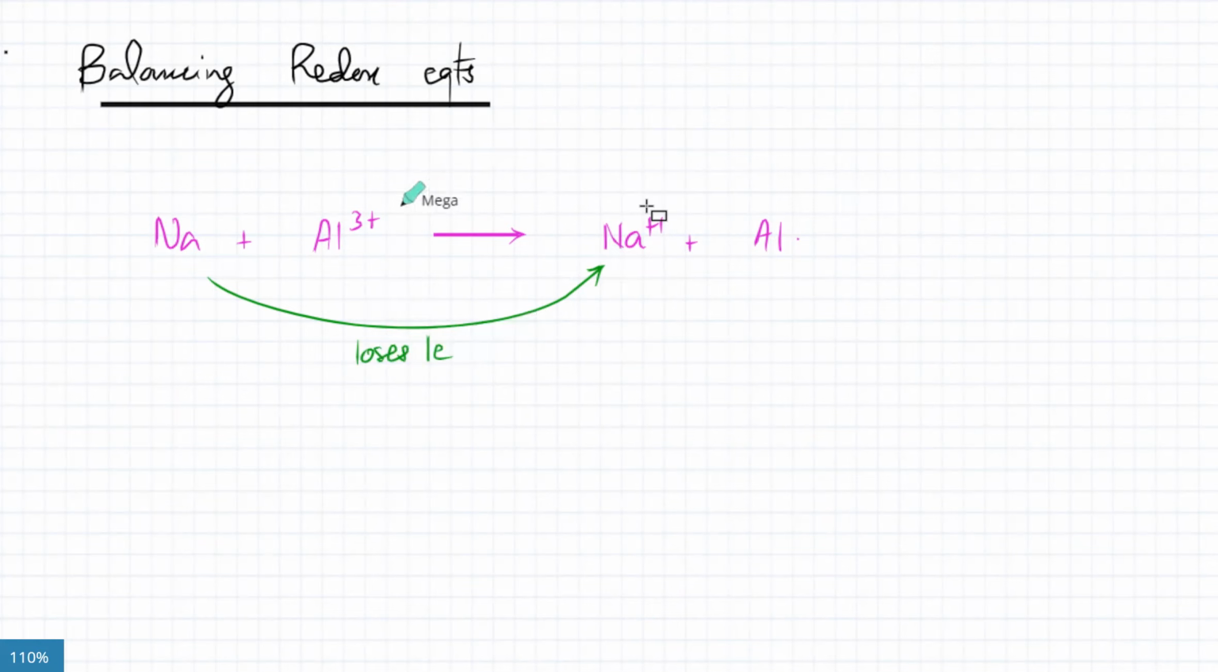And Al, on the other hand, goes from +3 to 0. So that means the charge is decreasing. That's reduction. And reduction is a gain of electrons. In this case, it's going to be 3 electrons because you had +3 over here, now you have 0 over here. So basically, you're gaining 3 electrons.